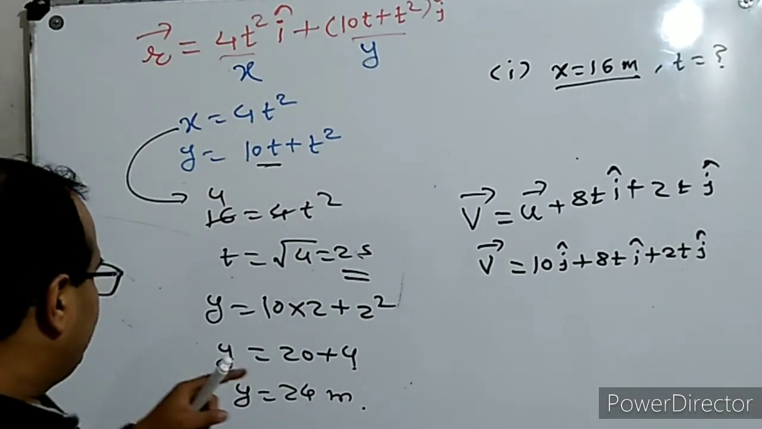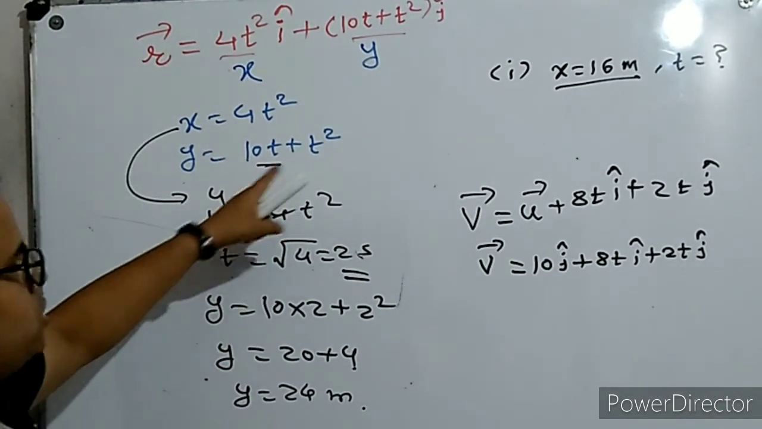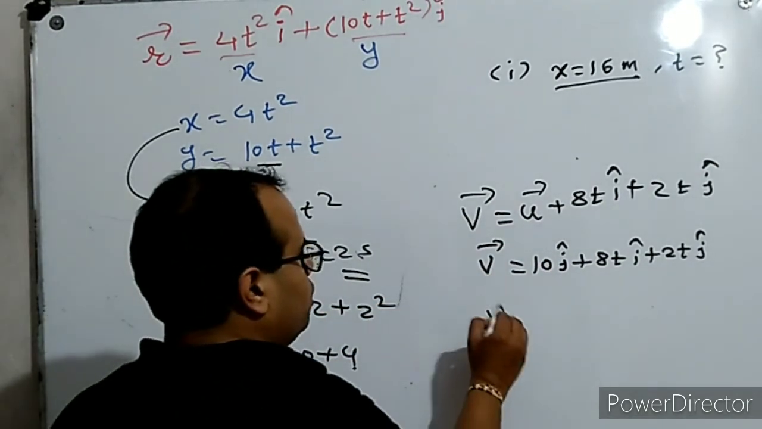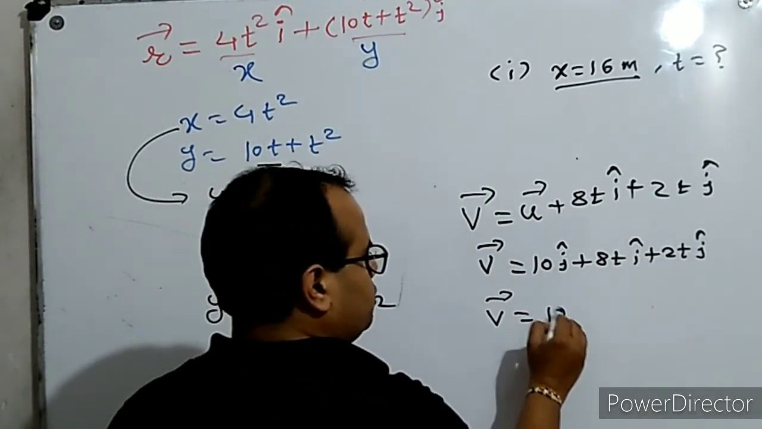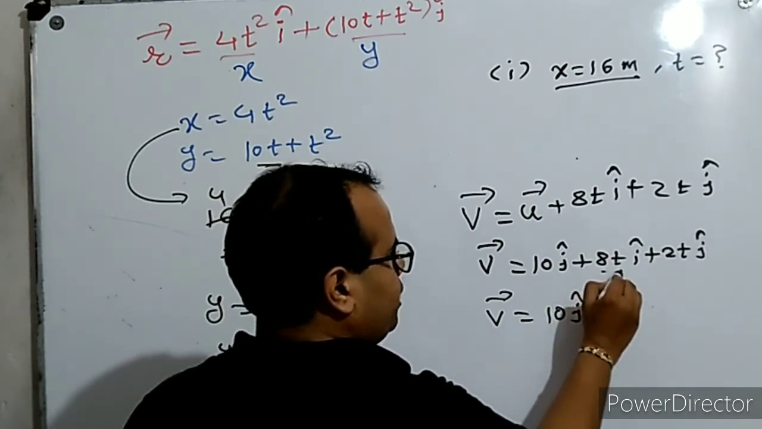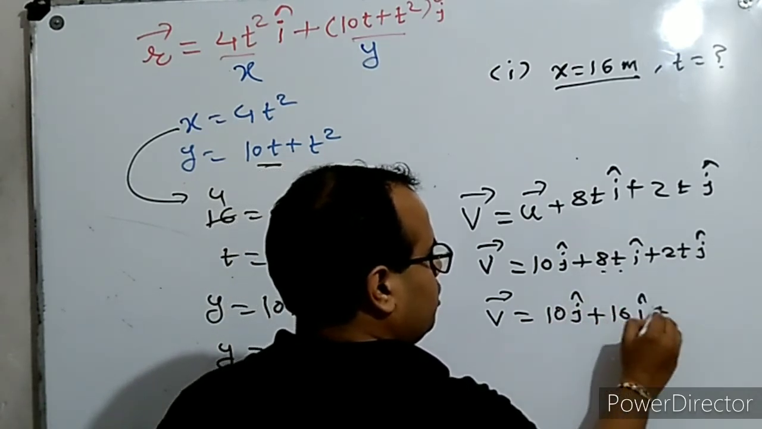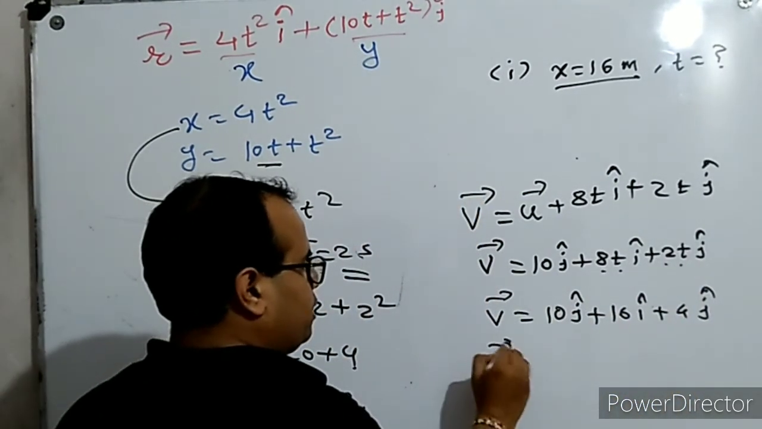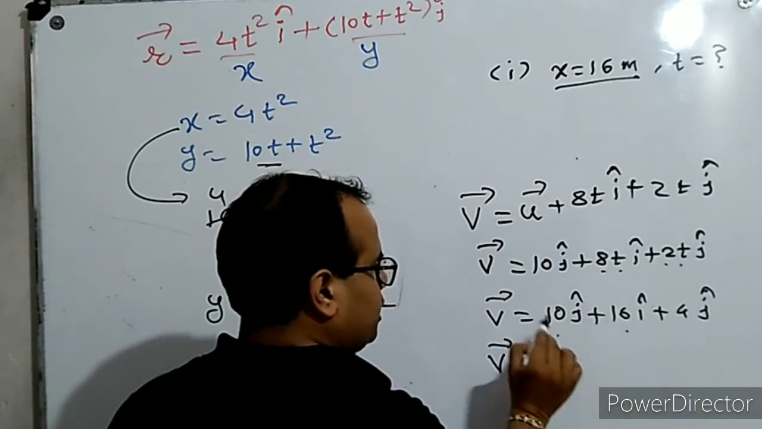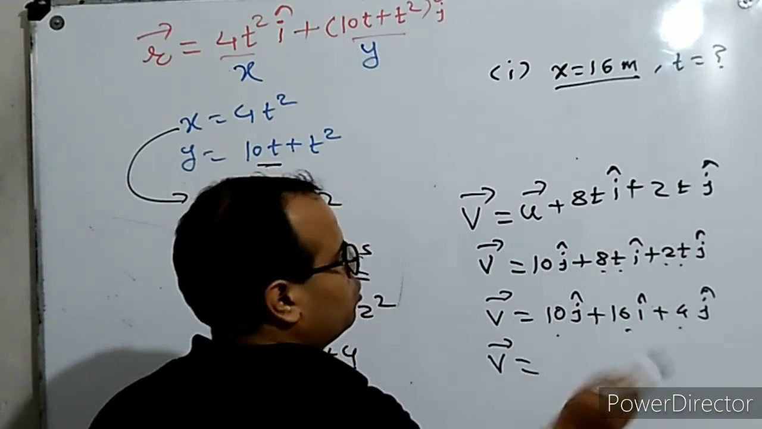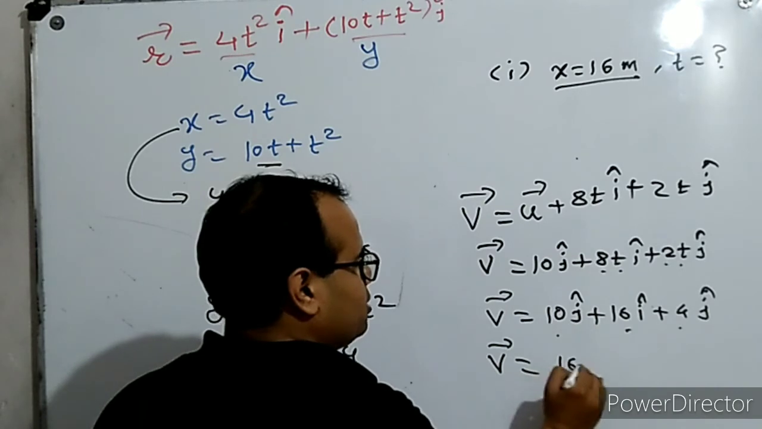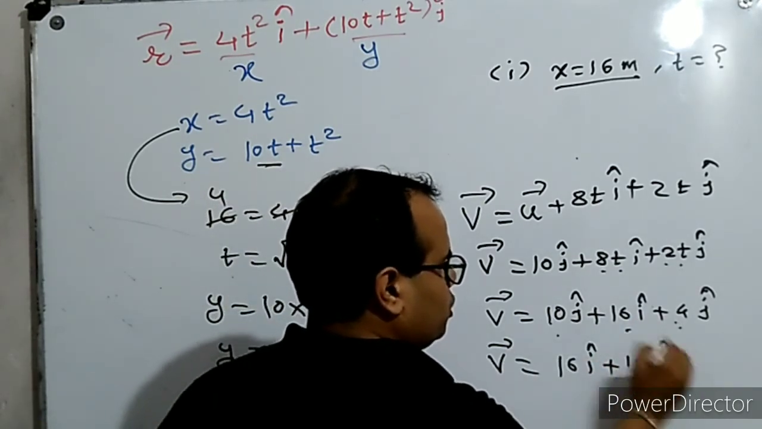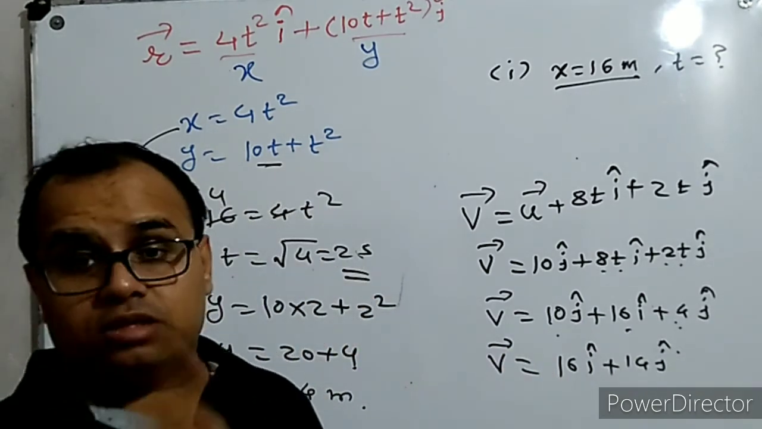Now at t equal to 2, we have to find velocity at t equal to 2. So you will substitute t equal to 2 here. So 10 j cap plus 8 into 2, 16 i cap, plus 2 into 2, 4 j cap. Now just solve this. v vector is equal to 16 i cap, you can't add it with j cap, plus 10 plus 4 is 14 j cap. So this is the value of the velocity, but it is not our answer.